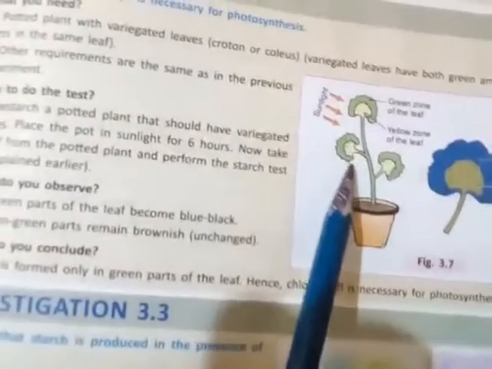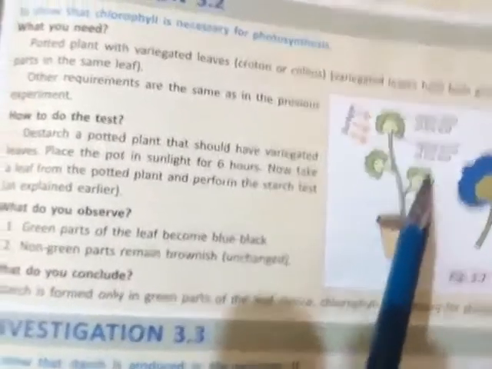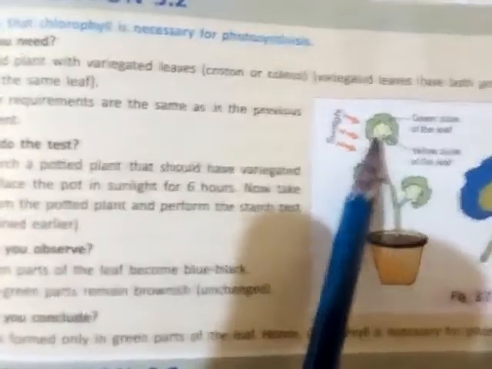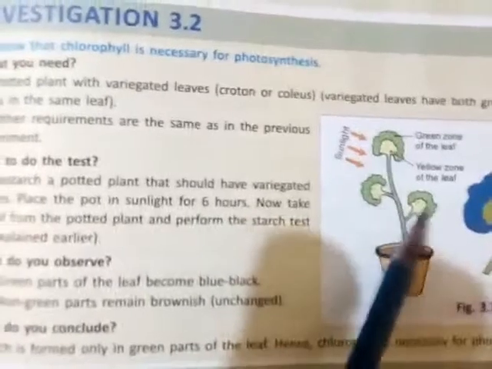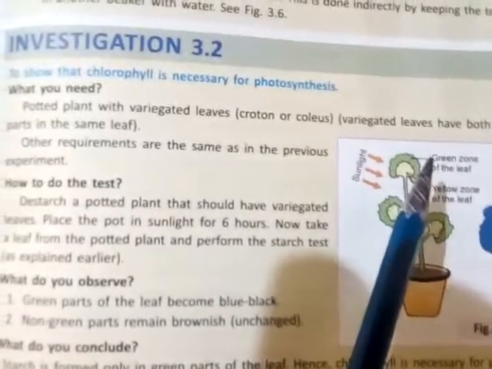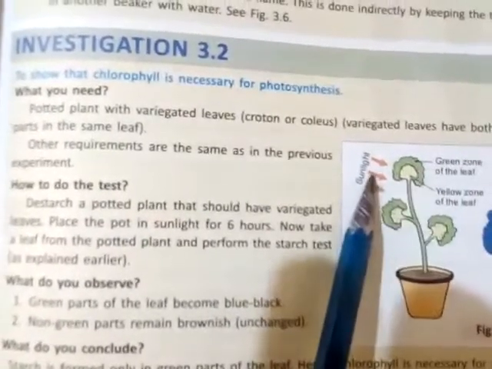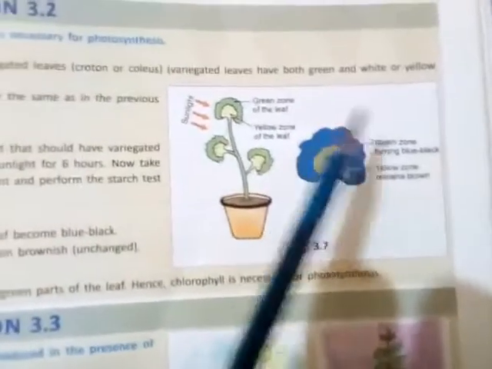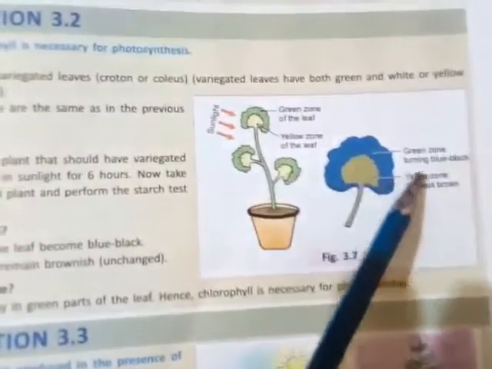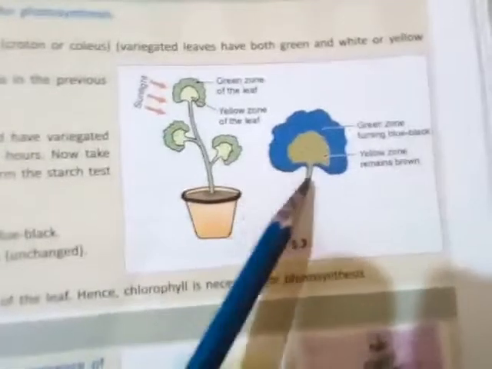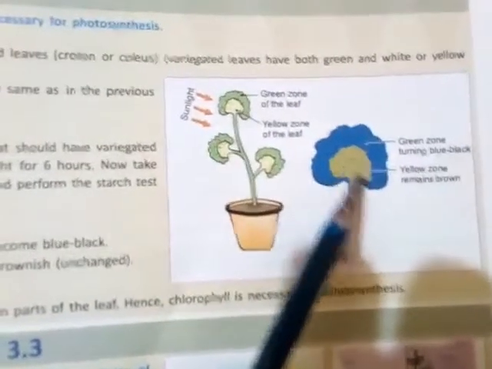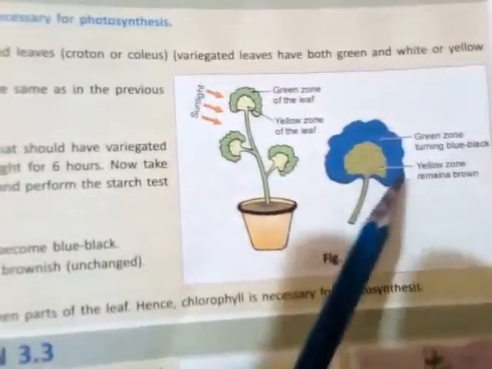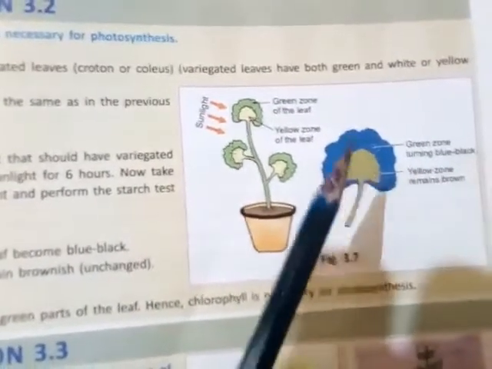Some portions of the leaf are green and some are not, that is, some portions are a yellow zone and some portions are a green zone. In the green zone, the chlorophyll is present and sunlight is present, that means photosynthesis occurs, and whenever photosynthesis occurs, starch will be formed. On the addition of the iodine solution, the green zone turns blue-black, and the remaining yellow zone remains brown in color. That means a negative result has come.